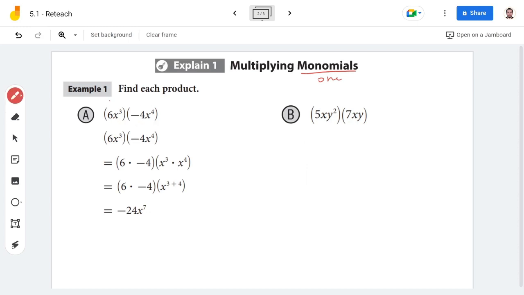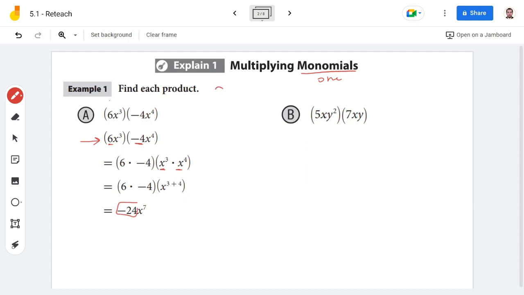Take a look at this question: 6x to the power of 3 multiplied with negative 4x to the power of 4. Let's put the numbers together. 6 times negative 4 is equal to negative 24, right? Then we have x to the power of 3 times x to the power of 4.